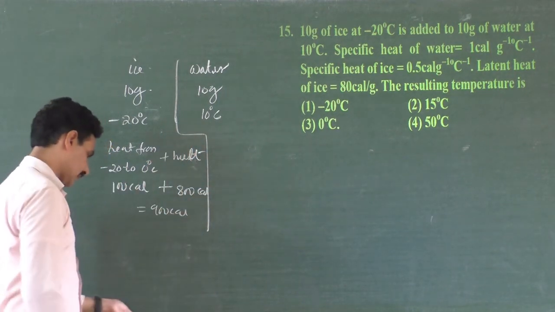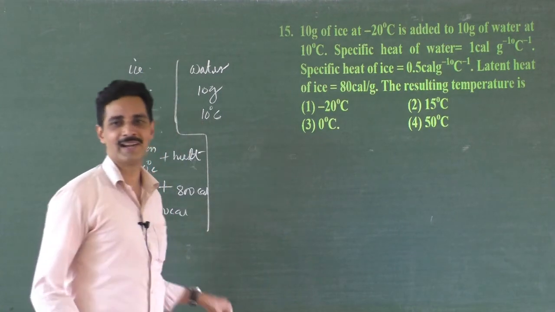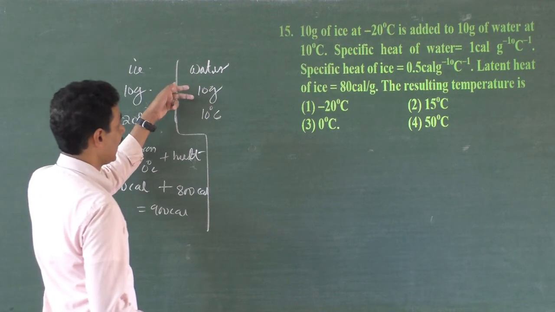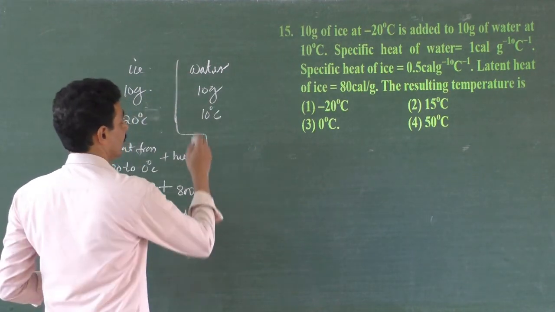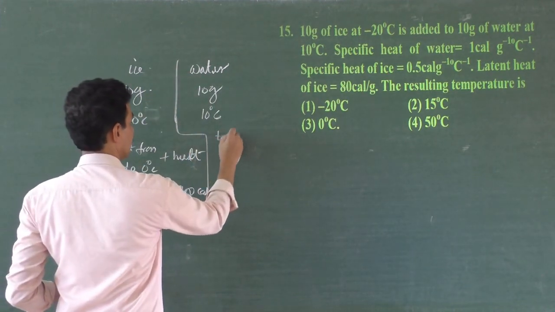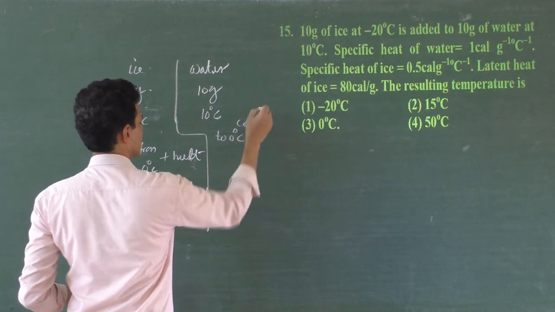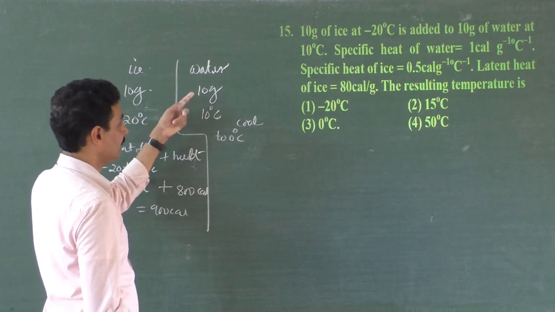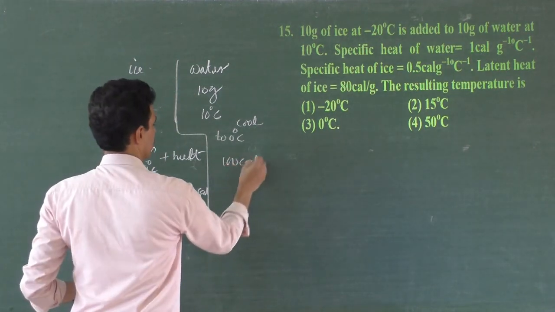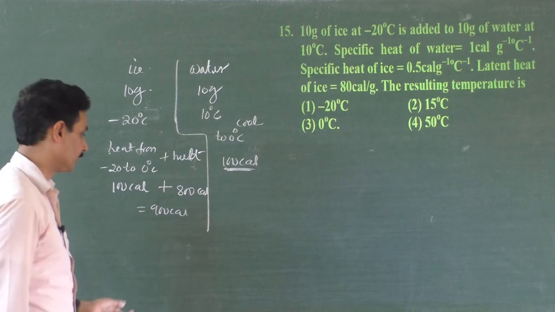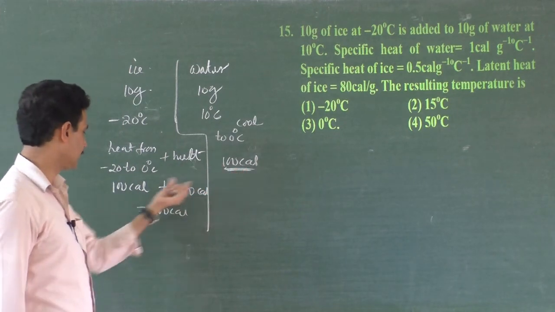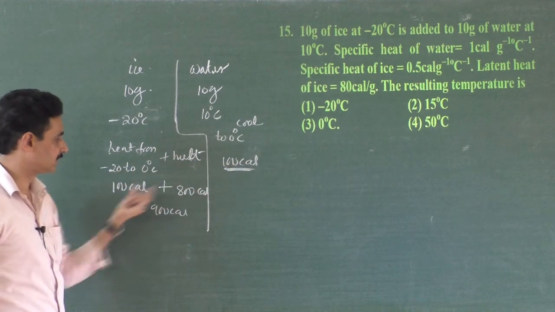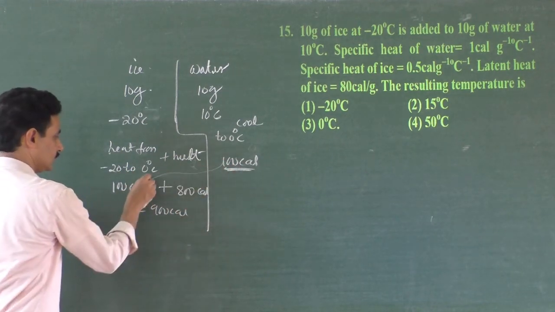What about this hot water? It is donating, right? How much heat energy does it have? 10 gram of water at 10 degrees Celsius. If it cools to 0 degrees Celsius, it will give 10 calories per gram, so 10 gram will give 100 calories. Now can it melt everything? No. This 100 calories can bring the ice from minus 20 to 0, that's all. This donates heat energy to the ice first.